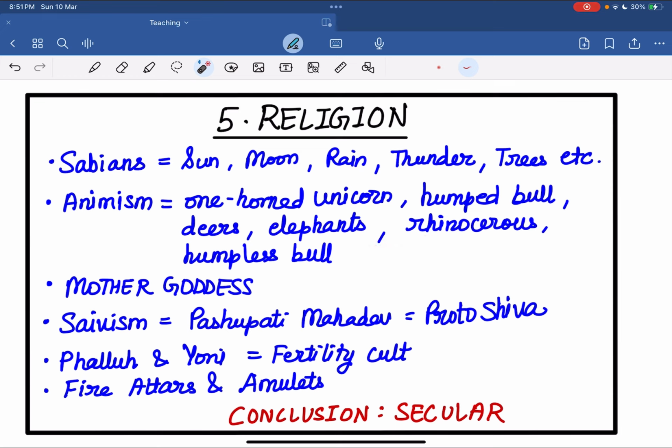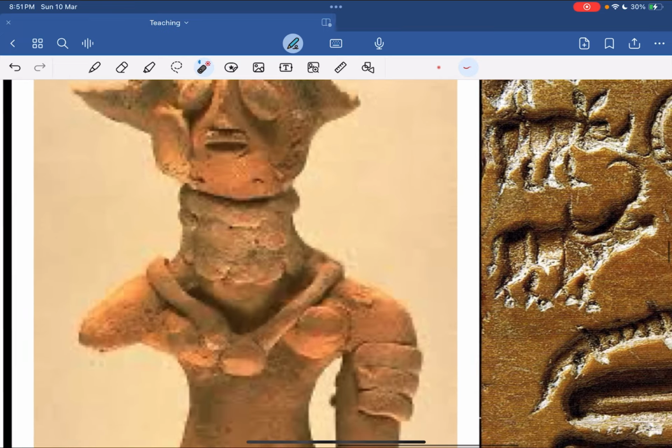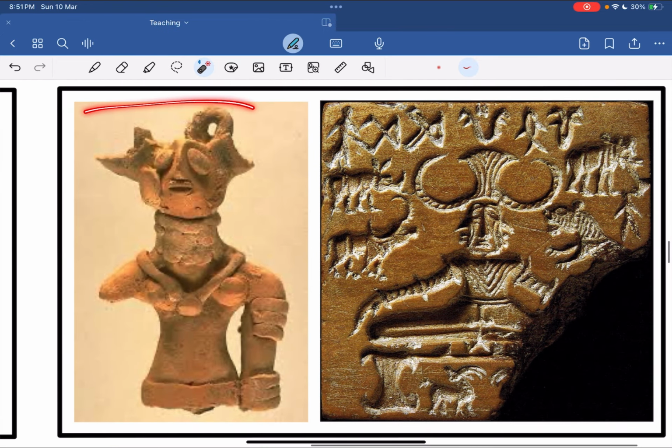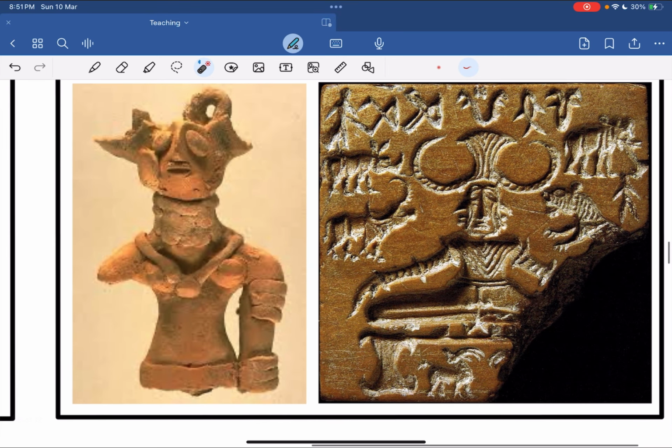Now, the most important one here happens to be the one-horned unicorn, which is often identified as a rhinoceros. This is the prominent thing that Harappans worshipped. Let's now move on to this section, and I need to show you all a picture. So look at this picture. We're talking about the third point, Mother Goddess.